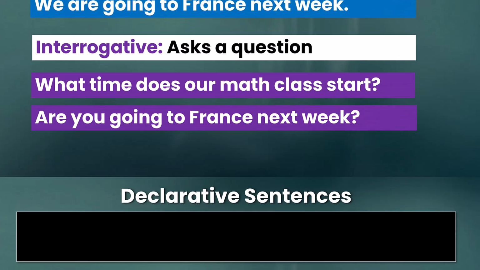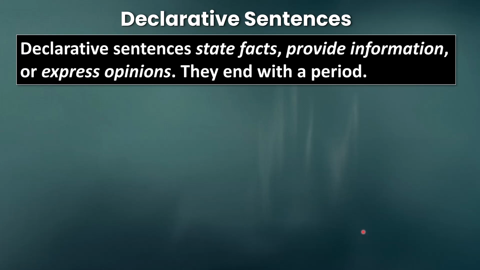Let's look at declarative sentences in more detail and also review the sentence structure. So, declarative sentences state facts, provide information, or express opinions. They end with a period. In British English, we call a period a full stop. They are also known as telling sentences. When you want to tell someone information, you use a declarative sentence.